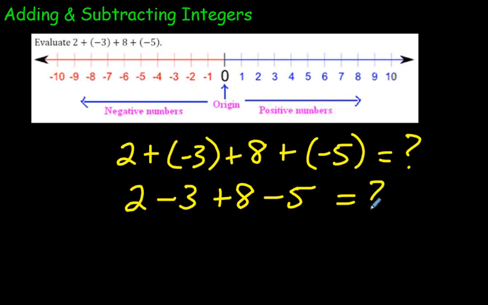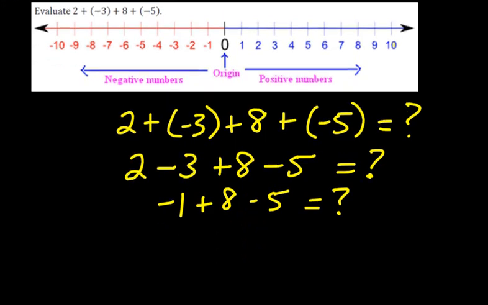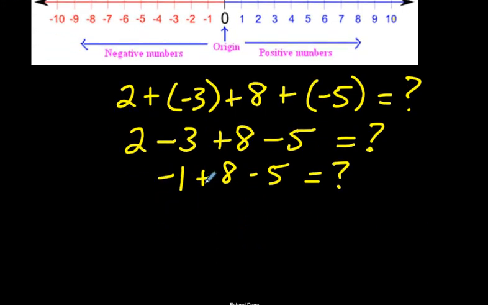And that still equals something. Well, let's do it. 2 minus 3, that's negative 1. You can verify that if you want up above, or you can use a calculator. And we have plus 8 minus 5 equals something. We're almost done here. You don't have to show all of these steps if you don't want to, but I just am. Negative 1 plus 8, well, that would be 7.